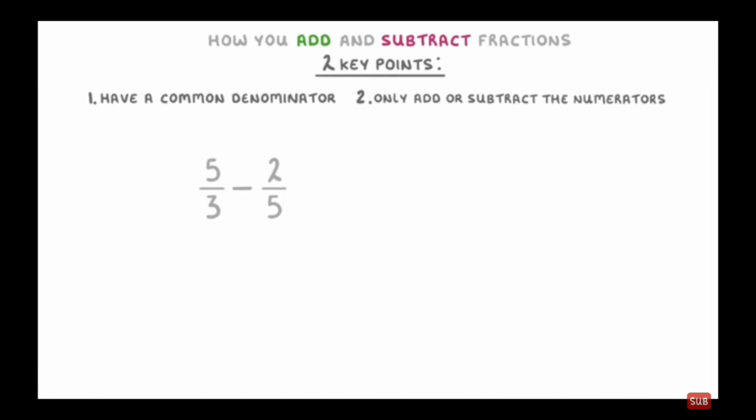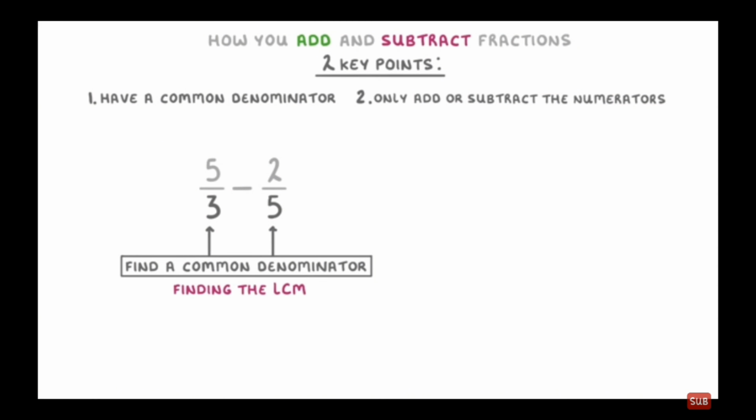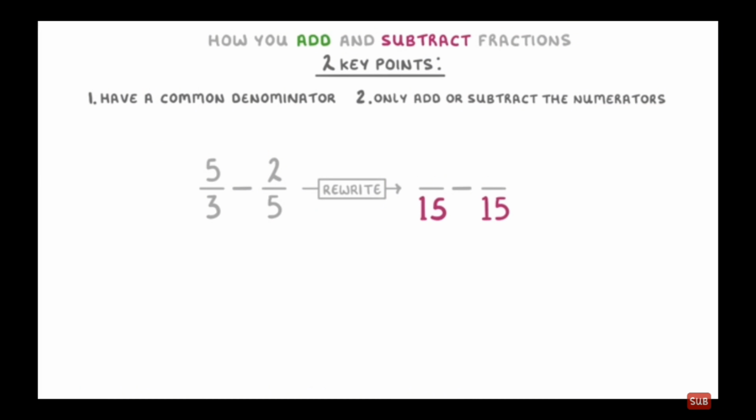Now let's take a look at this subtraction question, where we've got to subtract 2/5 from 5/3. Like before, the first step is to find a common denominator, which we do by finding the lowest common multiple of 3 and 5, which is 15. So we go ahead and rewrite our fractions with 15 on the bottom, and figure out what the new numerators will be. To get 15, we have to multiply 3 by 5. So we also have to multiply 5 by 5 to get 25.